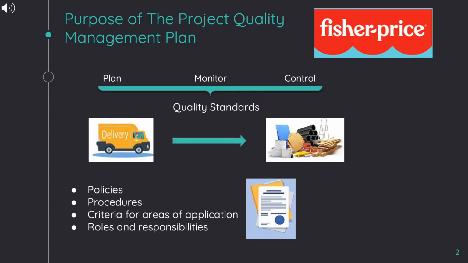Purpose of the Project Quality Management Plan. The main purpose of the Project Quality Management Plan is to plan, monitor, and control the quality standards for the materials that will be delivered for the project. In this case, the project is to assemble a Price playground.